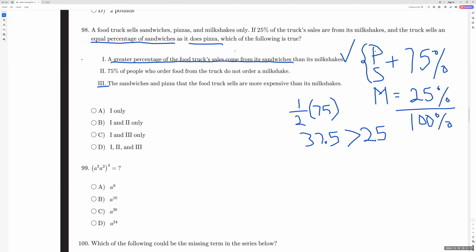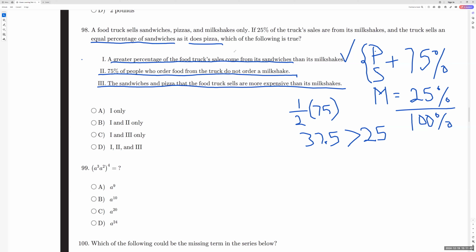Number 3 is easier to refute. The sandwiches and pizza the food truck sells are more expensive than these milkshakes. We don't know the prices. We only know that they sell more pizzas and sandwiches than they do milkshakes, but we don't know what the pricing is.